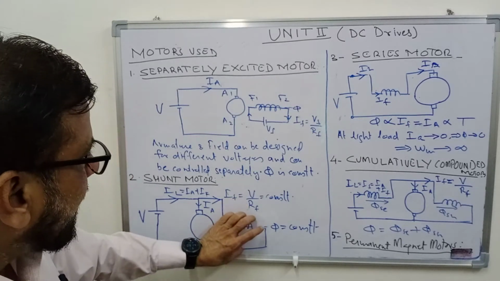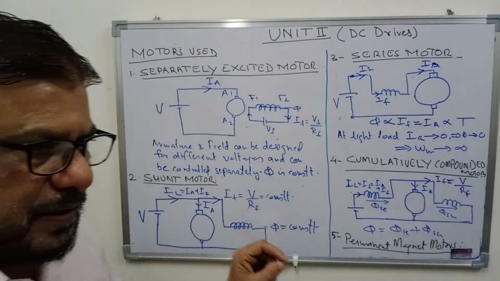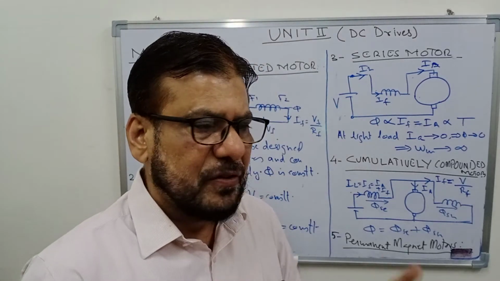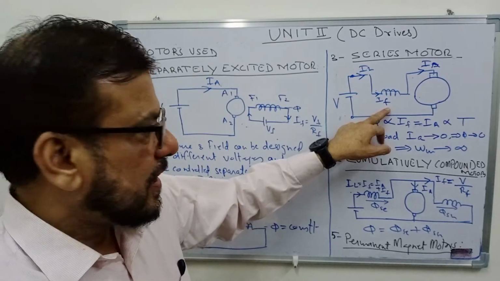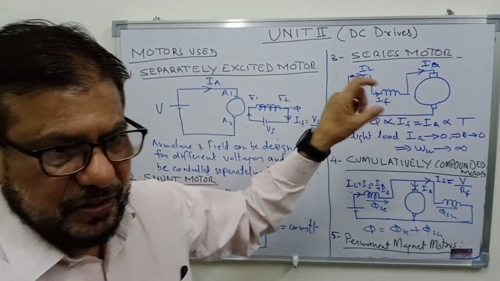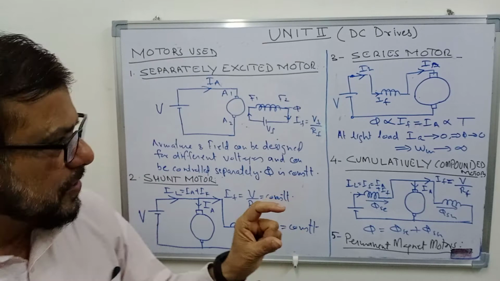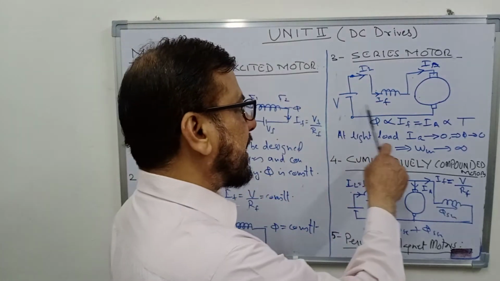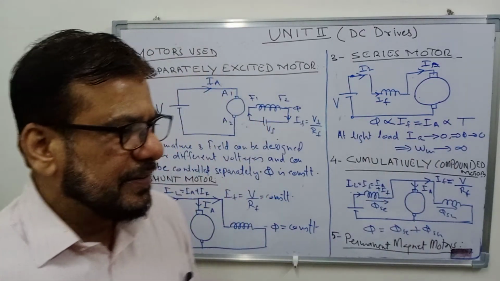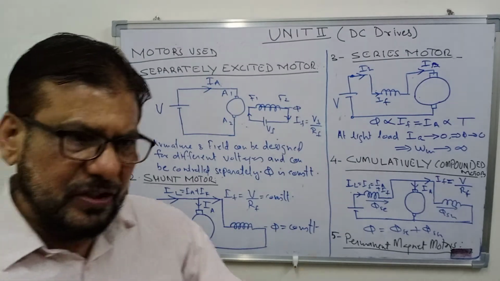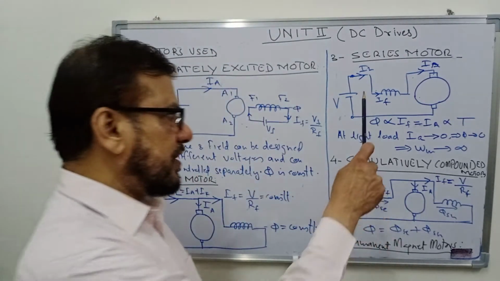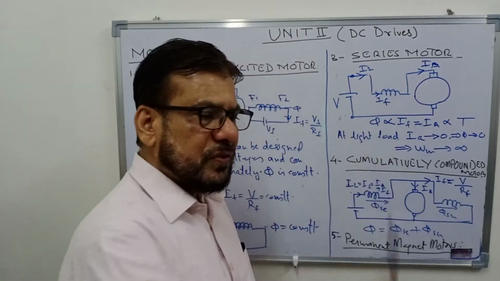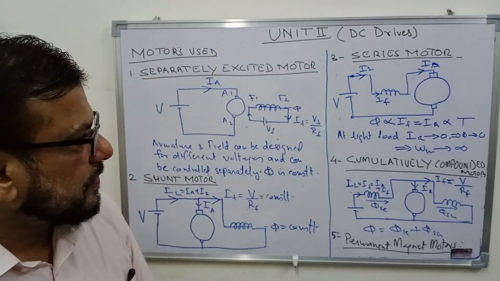So the shunt field winding will have thin conductors and a large number of turns, whereas in this case, because current is very high, the conductors used for the field winding will be thick, larger diameter, so that it can carry the current, and as the current is high, the number of turns required to produce the desired flux will be less. So the series field winding will have a small number of turns of thick conductors.